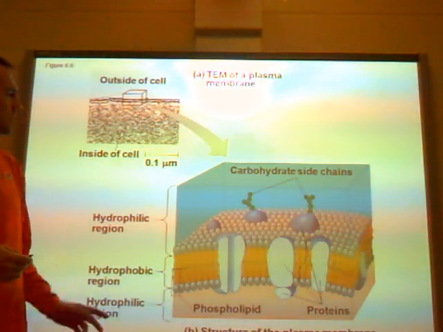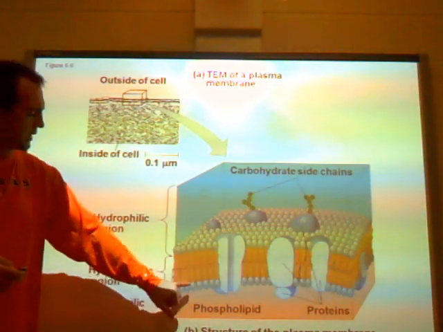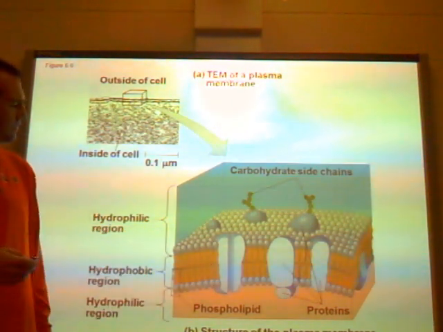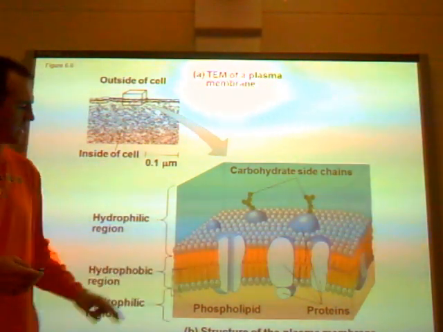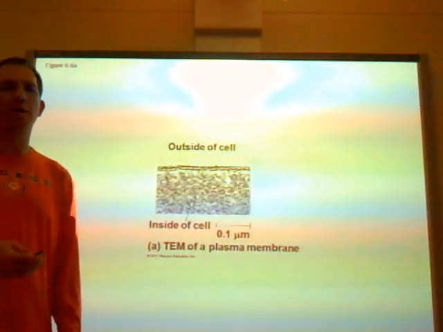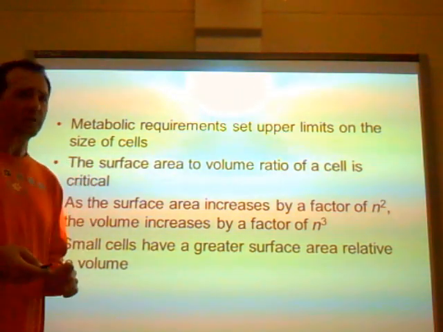And in your slides, you will see this. Here is a graphic representation of that, in which you see the phosphate heads pointing out of the cell and into the cell, and the tails pointing towards one another.